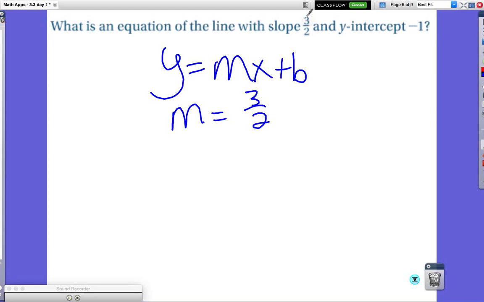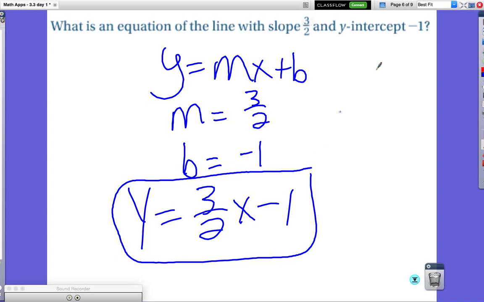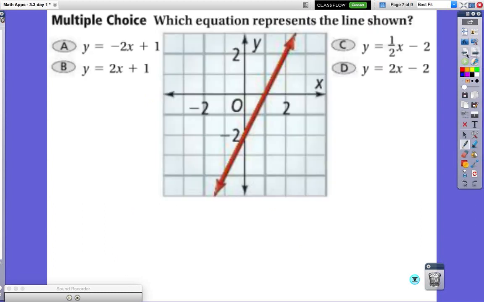All right, we leave it as this improper fraction because when we graph this, it will be rise over run. So we leave it as 3/2. The y-intercept b is -1, so our equation is y equals 3/2x minus 1. All right, only a couple left.